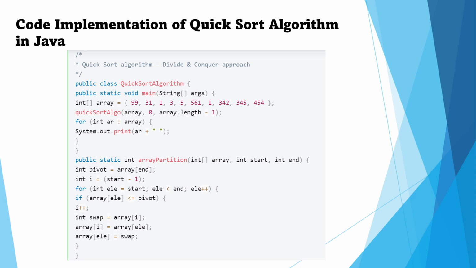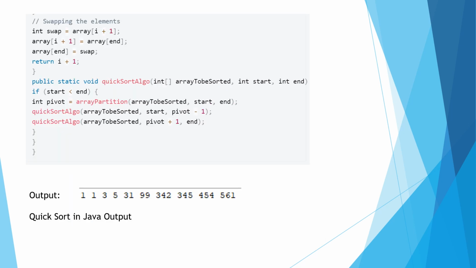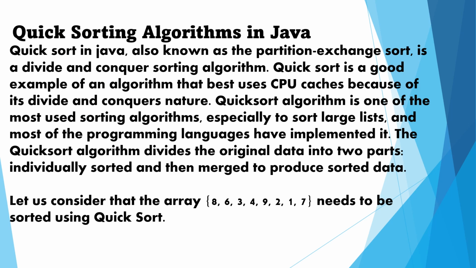Implementation of the quicksort algorithm in Java. Here is an example of the quicksort algorithm in Java. Let's look at this example and get the output of the quicksort algorithm. Quicksort in Java, also known as partition exchange sort, is a divide and conquer sorting algorithm.